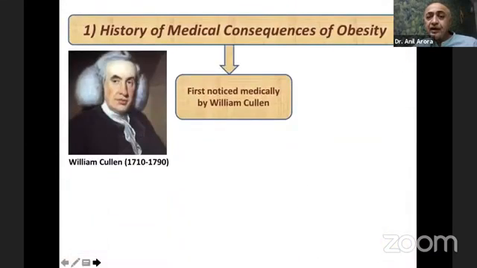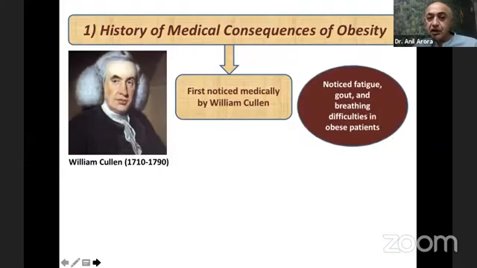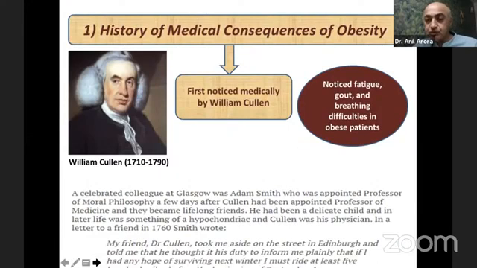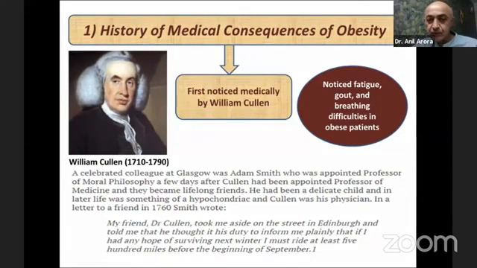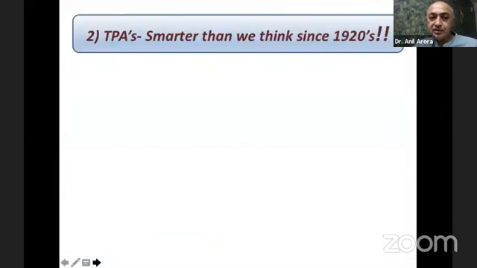And then we had the first medical consequences and writings, given by William Cullen. He noticed medically for the first time that people who were fat would have fatigue, they would have gout, they would have breathing difficulties, but it was not documented in the medical literature.